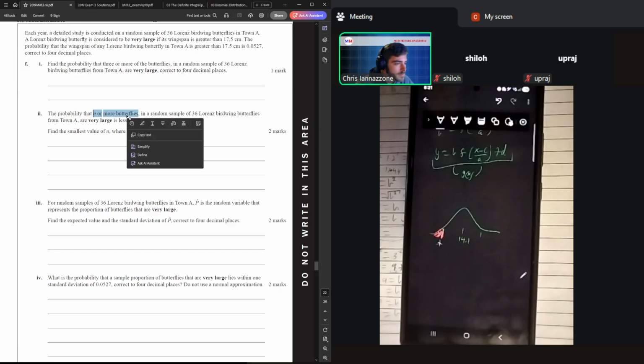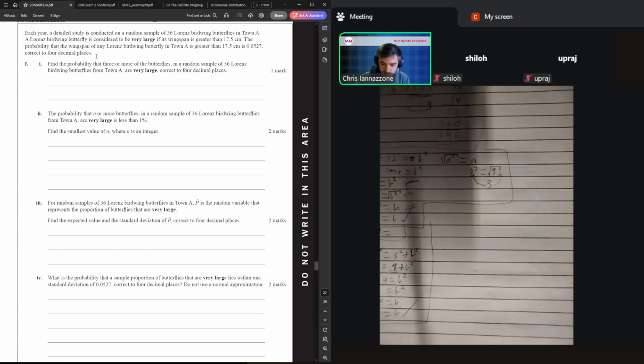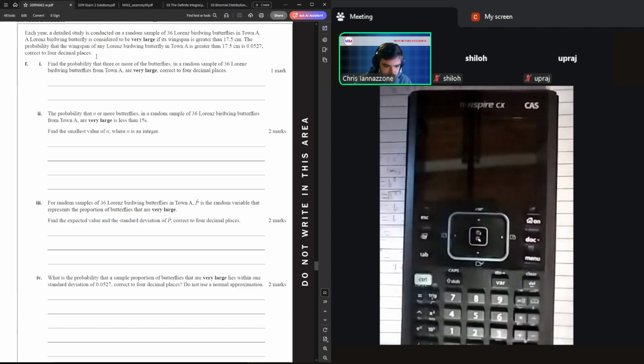N or more butterflies. N is our... That's a bit of an interesting choice of letter there, because we actually know n, it's 36. We don't know x, but they've labelled x as n. Bit weird. So guess and check would be the main approach there. How do we do that? As follows.